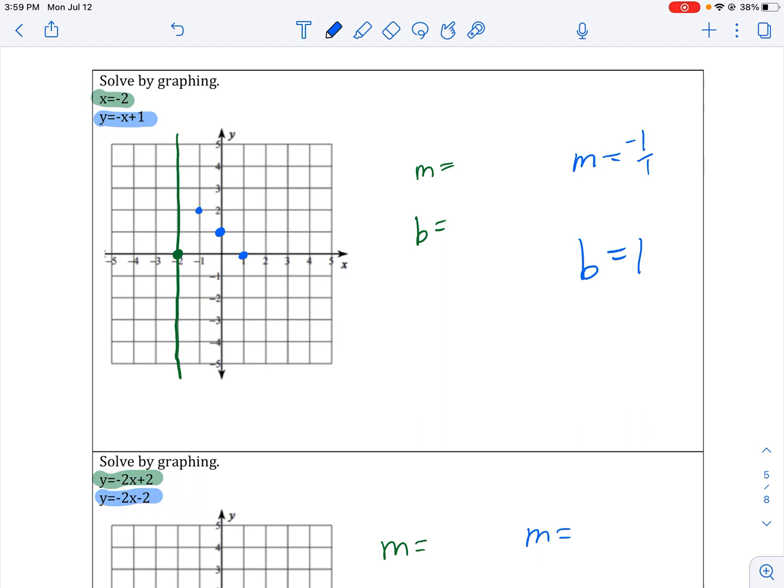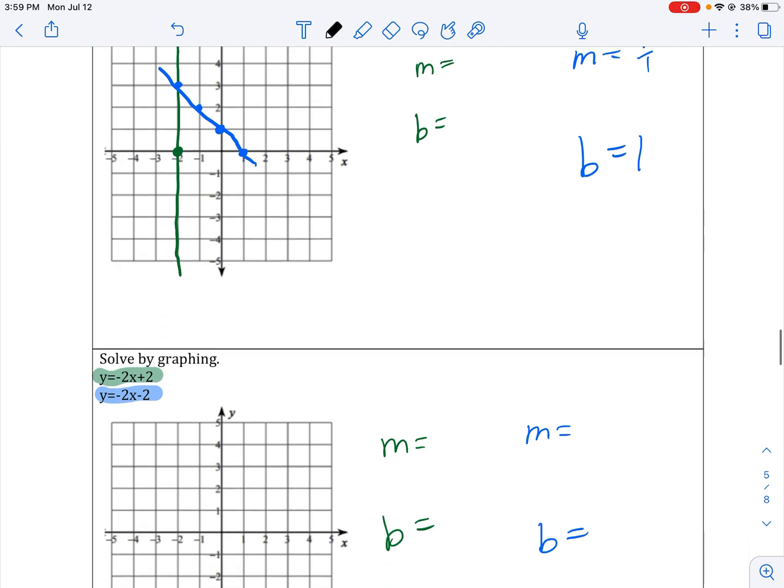So I'm going to repeat these steps from the previous dot up and to the left, and I see that these two lines intersect at the coordinate -2, +3. Remember, your x always comes first, y always comes second in an ordered pair.